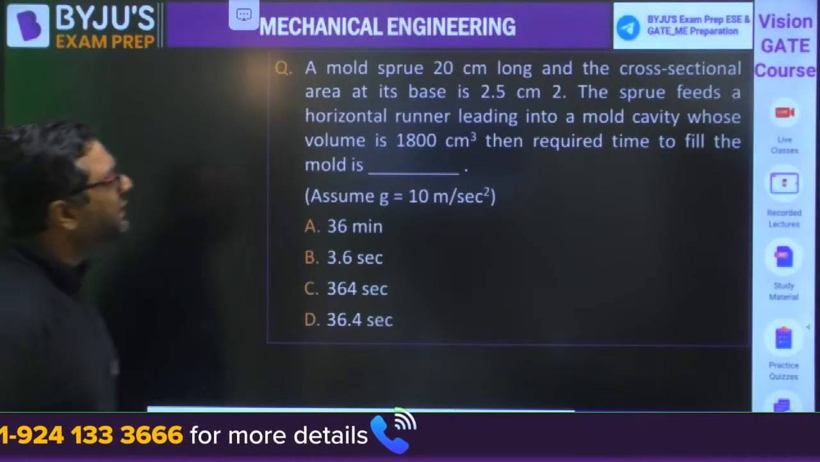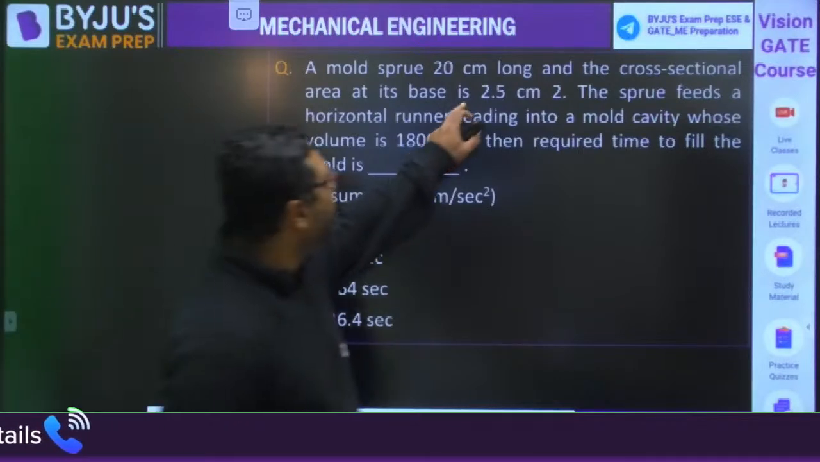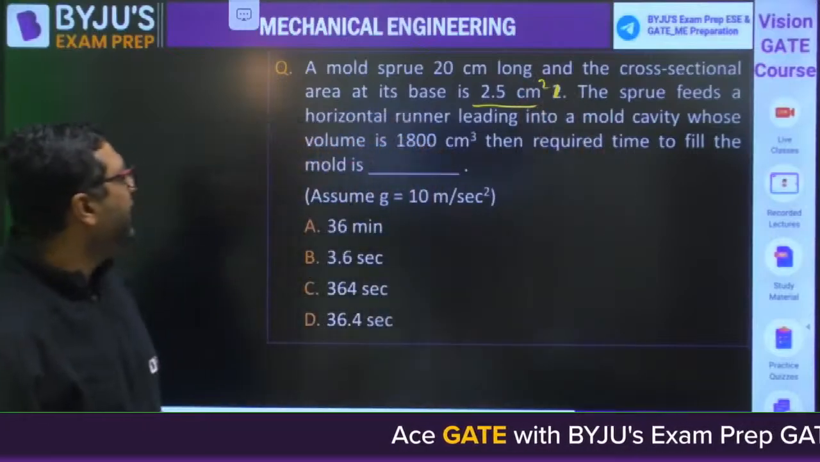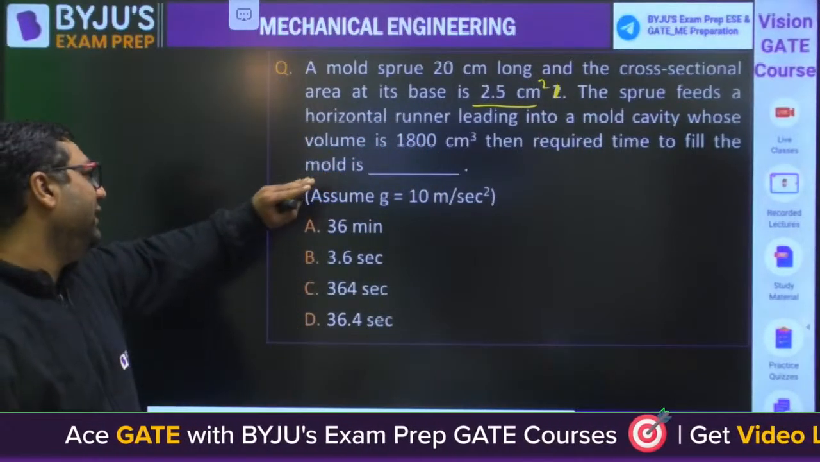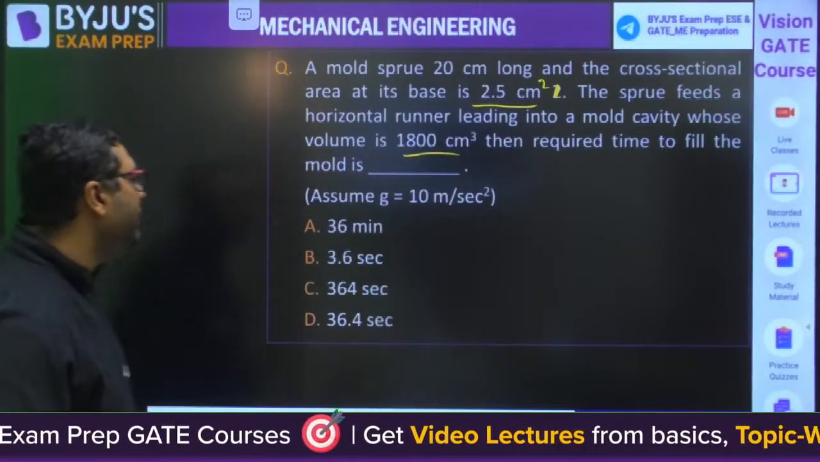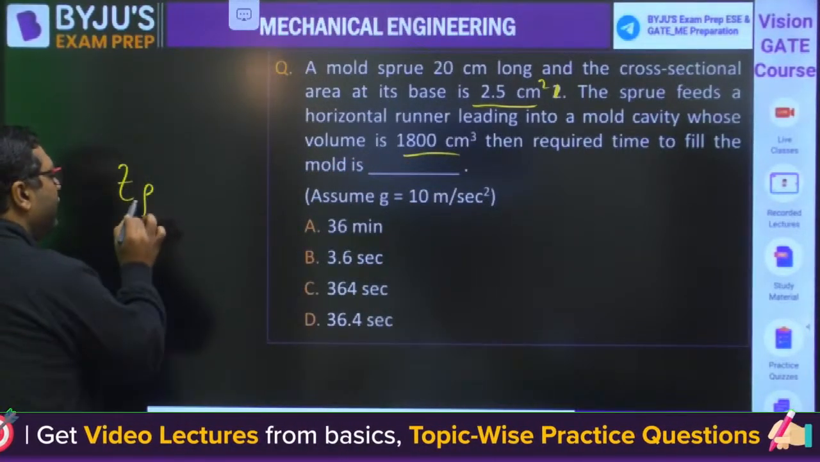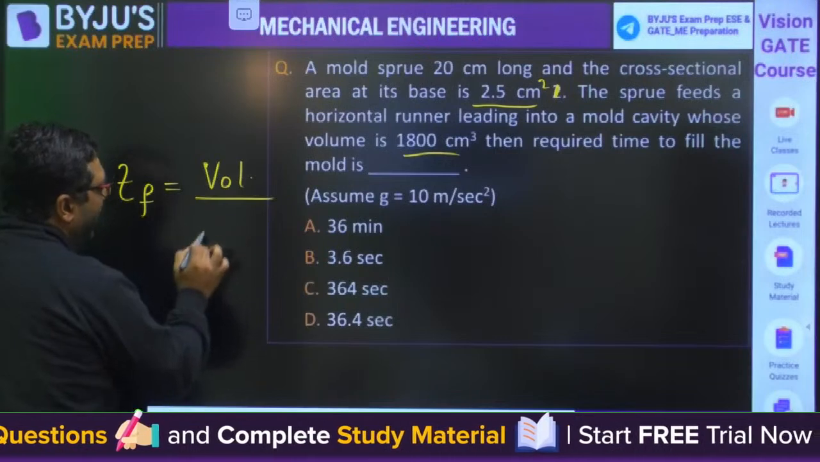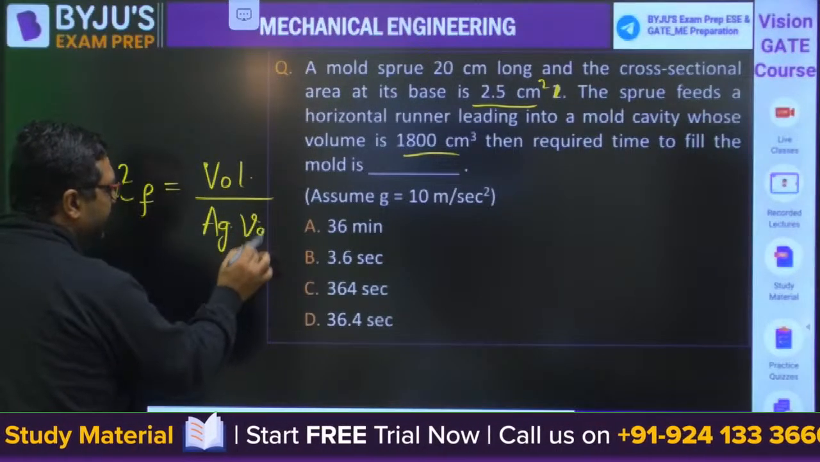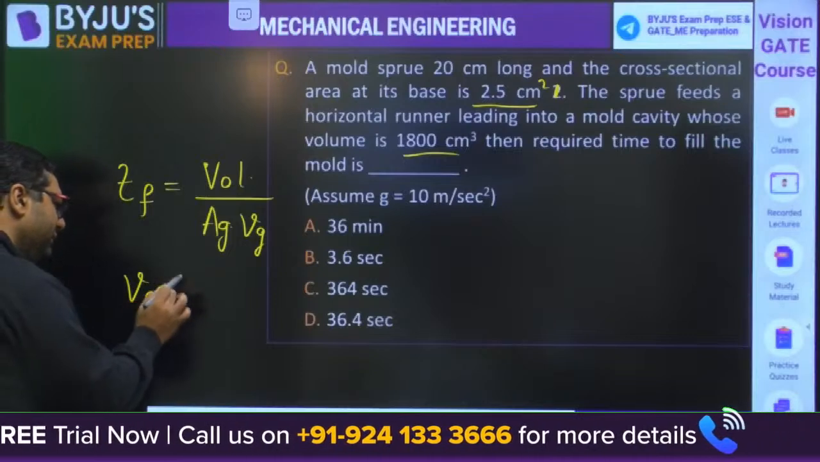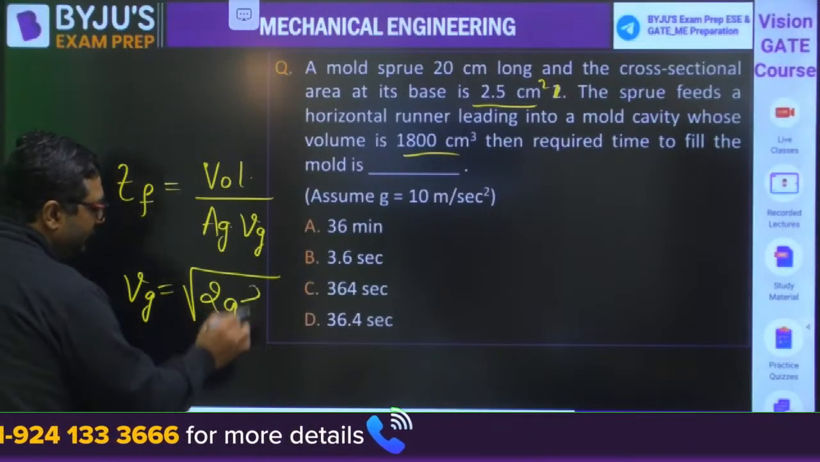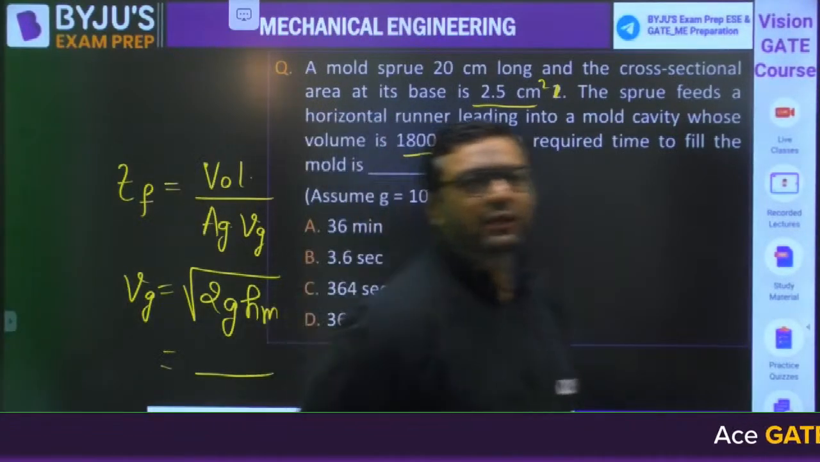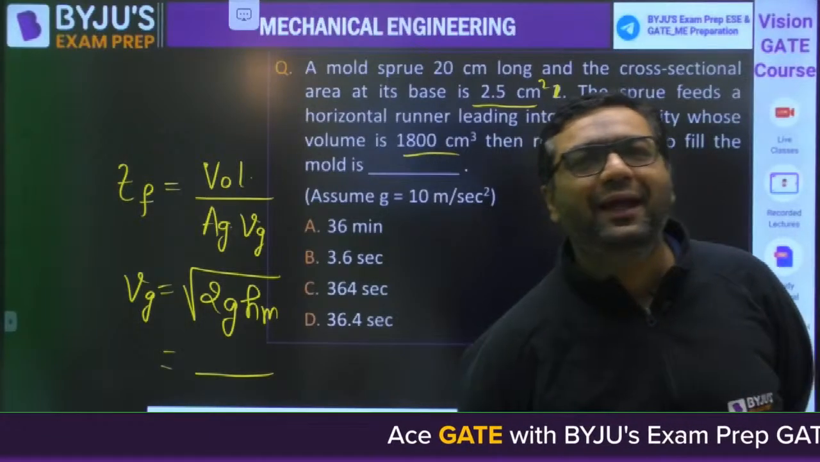A mold sprue is 20 centimeter long and the cross section area at its base is 2.5 centimeter square. The sprue feeds a horizontal runner leading into the mold cavity. Then the required time to fill the mold is, you know, the volume divided by AgVg. And you know Vg is nothing but root of 2ghm. From here you will find out the velocity and put the values in the formula. You will be getting the answer.